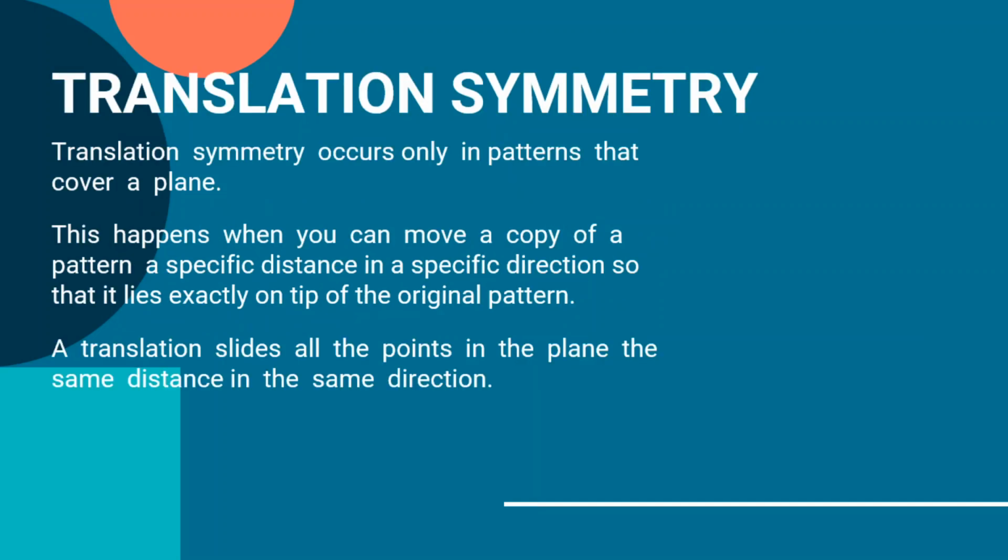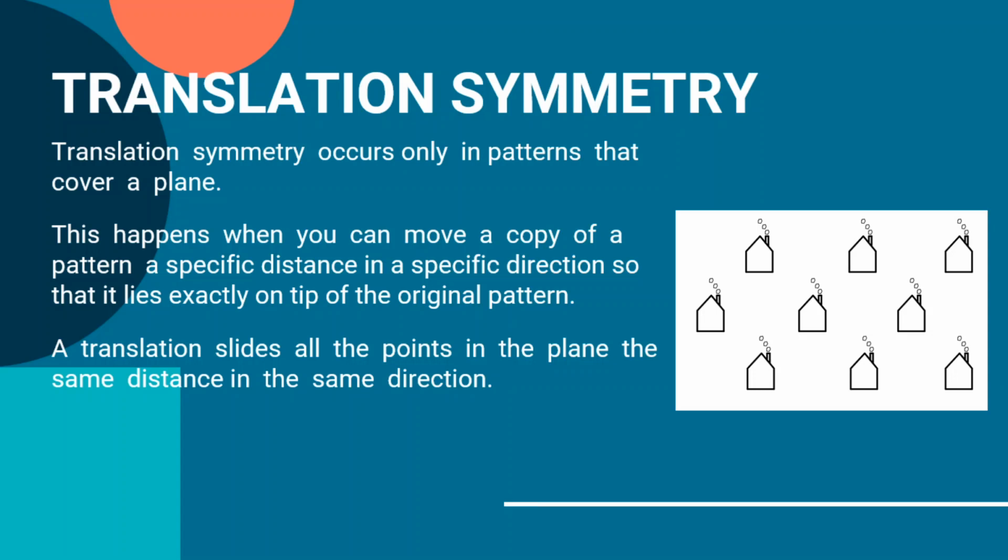Translation symmetry occurs only in patterns that cover a plane. This happens when you can move a copy of a pattern a specific distance in a specific direction, so that it lies exactly on top of the original pattern. A translation slides all the points in a plane the same distance in the same direction. For this example, the houses are translated with a specific distance and direction from each other.